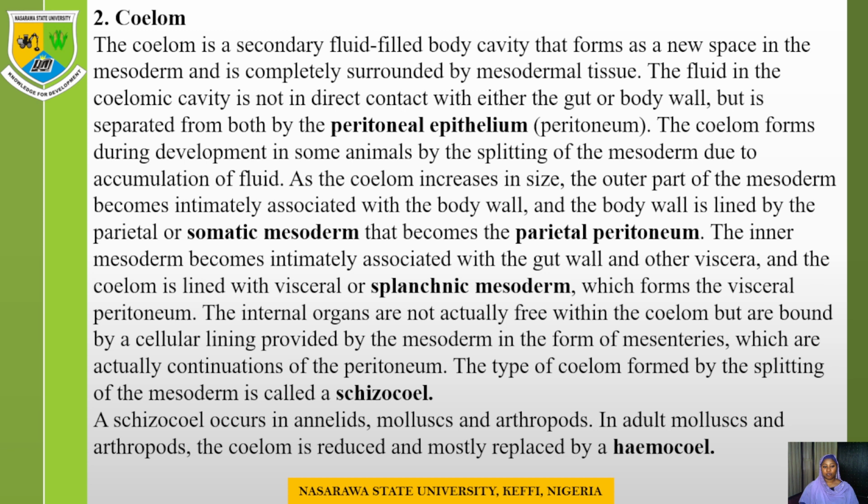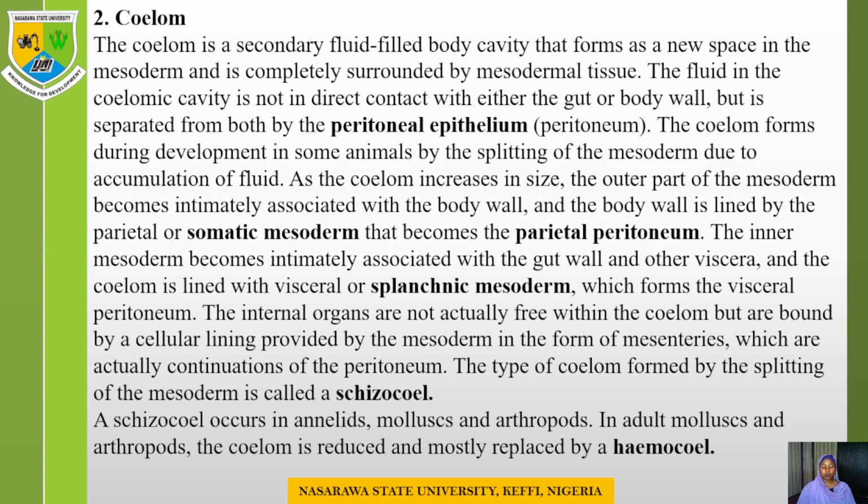The coelom forms during development in some animals by the splitting of the mesoderm due to accumulation of fluid. As the coelom increases in size, the outer part of the mesoderm becomes intimately associated with the body wall, and the body wall is lined by the parietal or somatic mesoderm that becomes the parietal peritoneum. The inner mesoderm becomes intimately associated with the gut wall and other viscera, and the coelom is lined with the visceral or splanchnic mesoderm, which forms the visceral peritoneum.